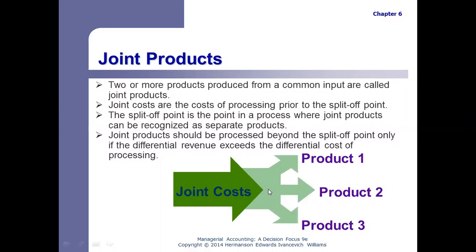So for the ham, I guess they take certain parts of the pig and cure it or whatever to make ham. Bacon comes from different parts of the pig, and they use a different process to make the bacon. The pig's feet, obviously they do something to the feet of the pig, so they have a different process. These light green arrows represent the different processes they need to do to get to the different products. The dark green joint costs are the common costs done in order to get to a point where they can split off the product.